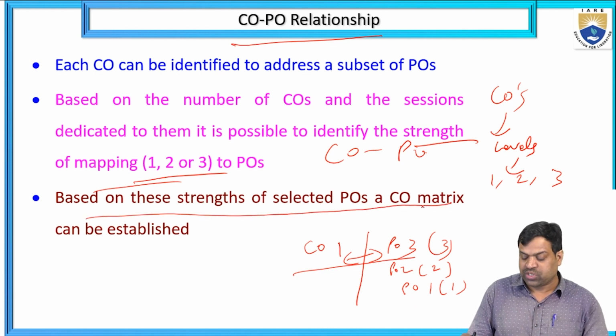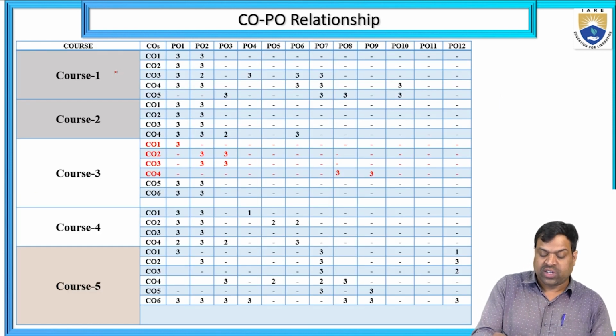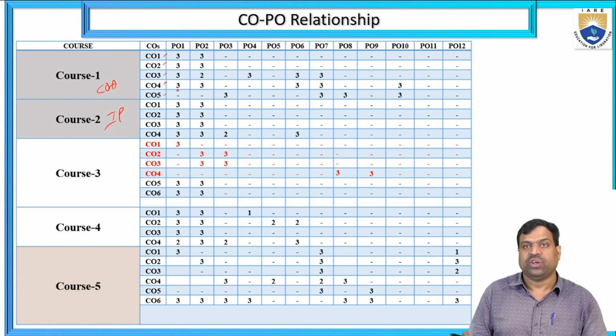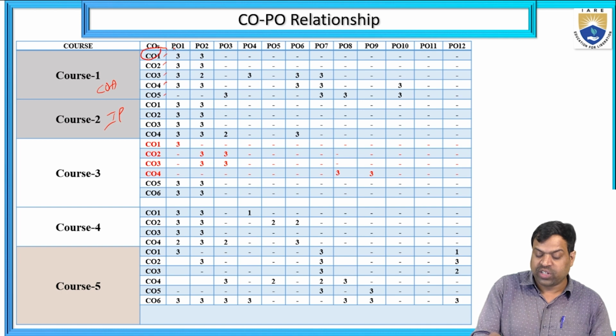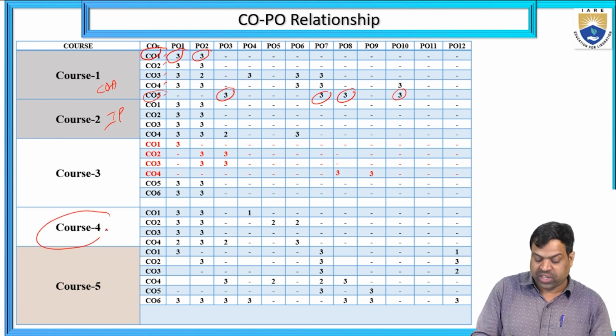Based on the strengths of COs and POs, a matrix can be established. Here I am taking, suppose, one course, like computer organization, or if our subject is image processing, like this. For the particular subject course, I wrote CO1, CO2, CO3, CO4 and CO5. So 5 COs are written here, and CO1 is mapped to PO1, how much? 3. Here 3, like this. CO5 is related to PO3, PO7, PO8, like this.